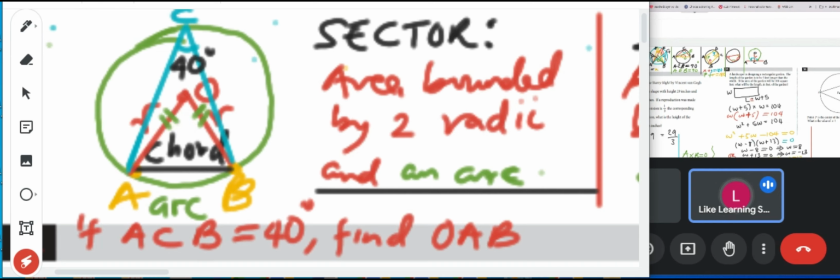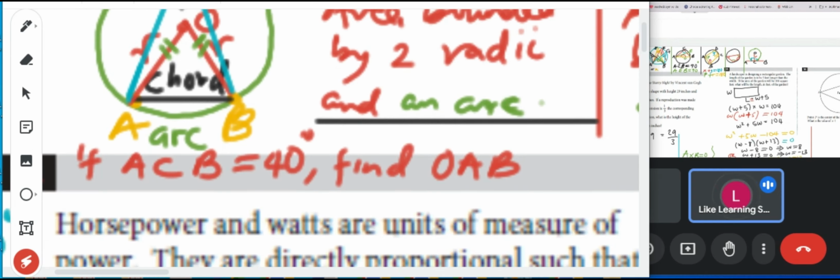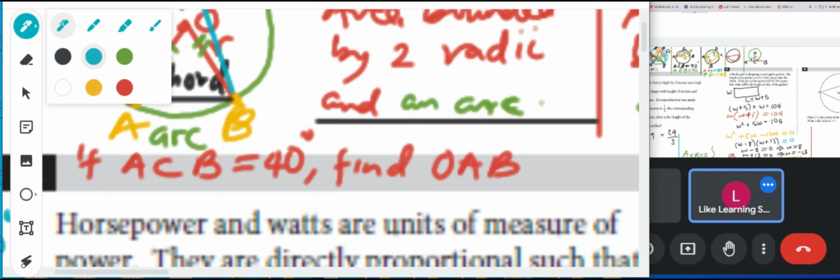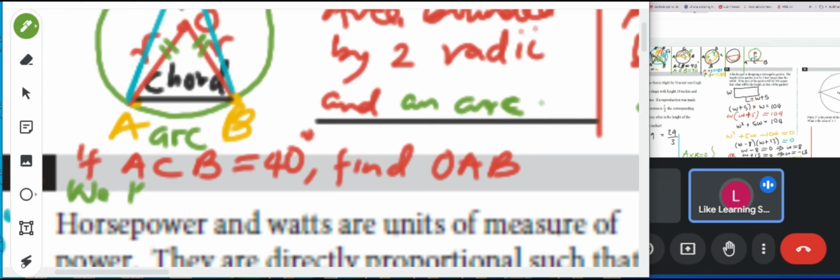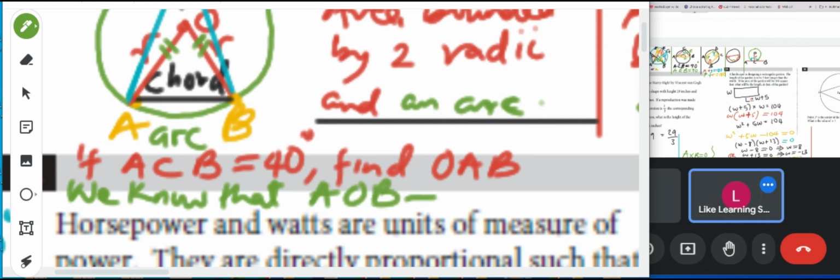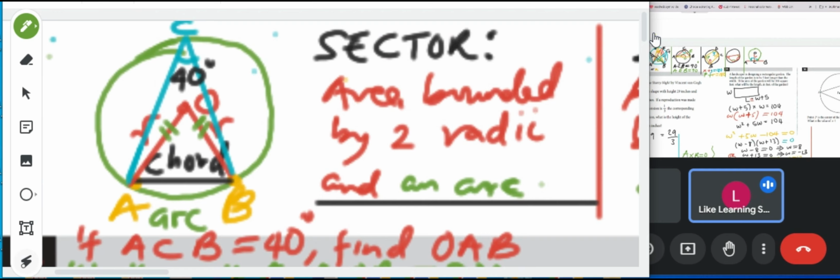So I can just write it down. We know that angle AOB is 80 degrees, because the one at the center must be 2 times the one at the circumference. So this is 80 degrees. Look at this triangle AOB, and you say it's an isosceles triangle.